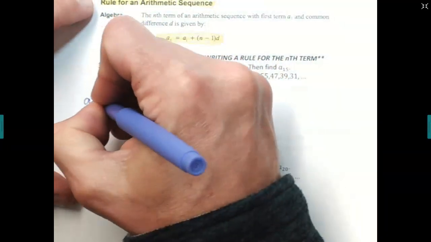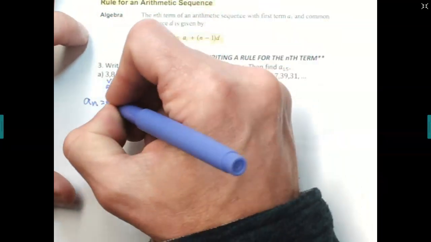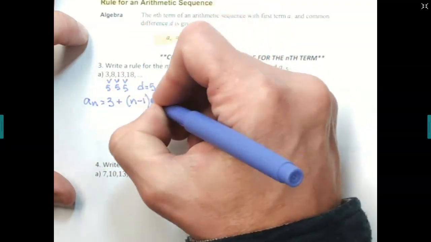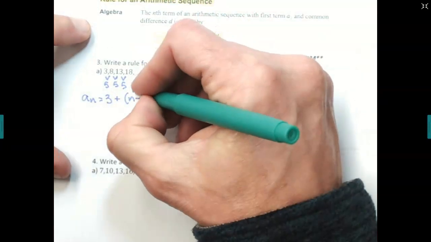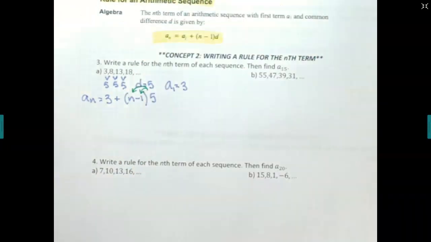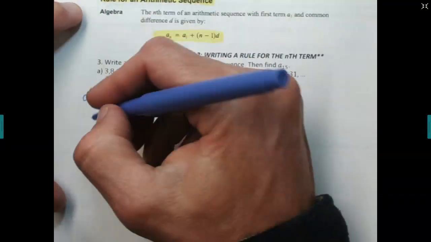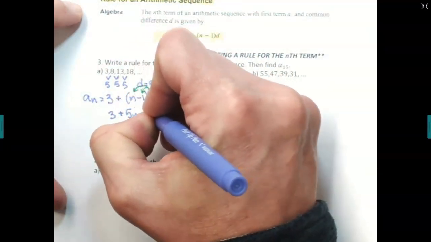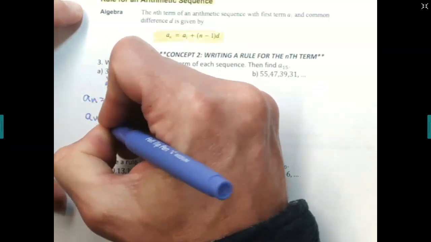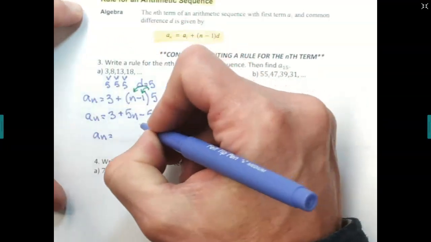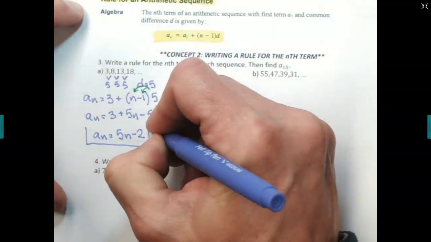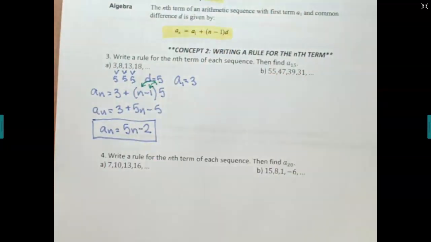So a sub n equals a sub 1, which is 3, plus the quantity n minus 1 times d, which is 5. What you're going to do is distribute that 5 into the quantity of n minus 1. And you get 3 plus 5n minus 5 is a sub n. And therefore a sub n is equal to what? Well, 5n minus 2. And voila, we have our rule.